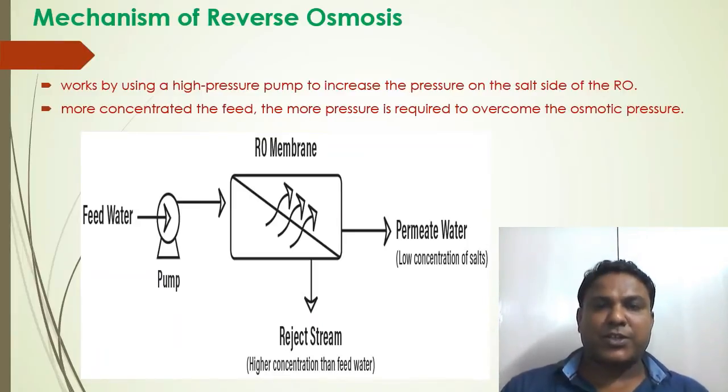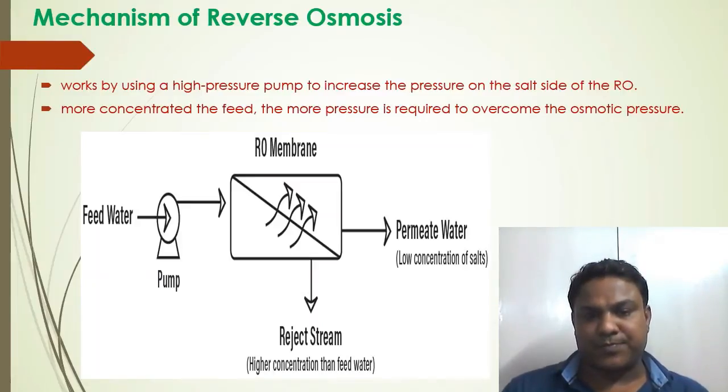The amount of pressure required depends on the salt concentration of the feed water. The more concentrated the feed water, the more pressure is required to overcome the osmotic pressure. The desalinated water, that is demineralized or deionized, is called permeate or product water. The water stream that carries the concentrated contaminants that didn't pass through the RO membrane is called the reject or concentrate stream.